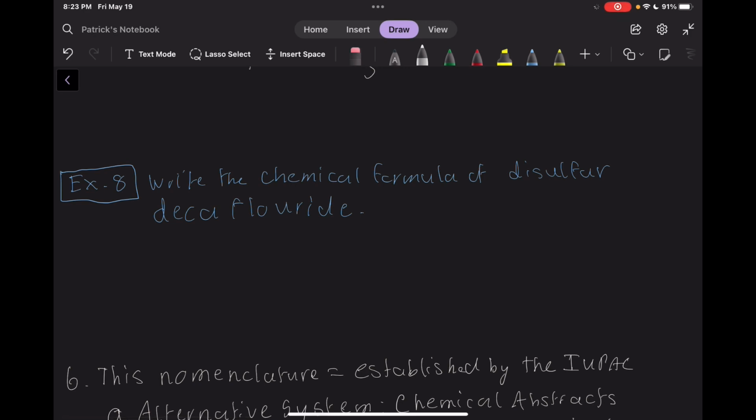Alright, this is the last example problem of the whole video. Example 8 would like us to write the chemical formula of disulfur decafluoride. I'm not going to go on at length about this one. Disulfur implies 2 sulfur atoms, and decafluoride indicates 10 fluorine atoms. Sulfur is, again, more metallic than fluorine, so it goes first. The answer is S2F10.